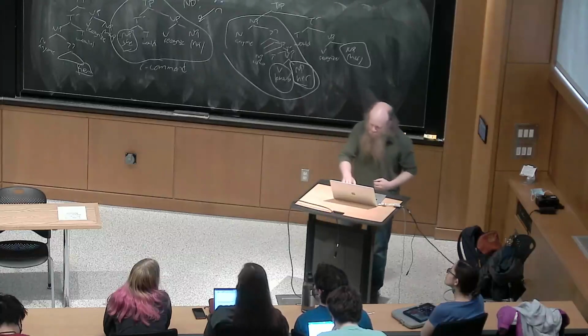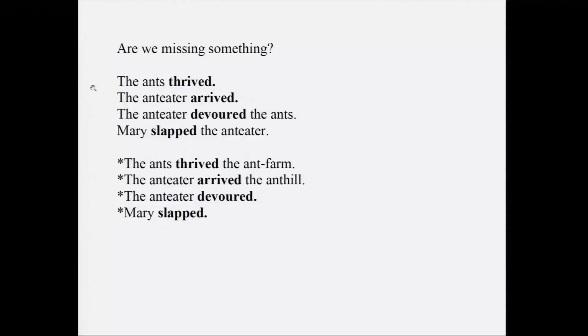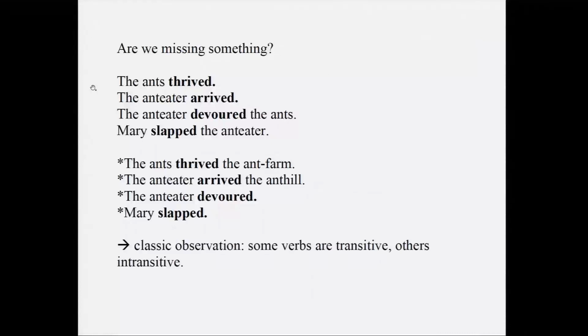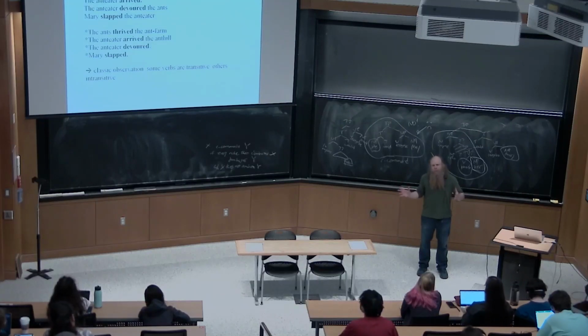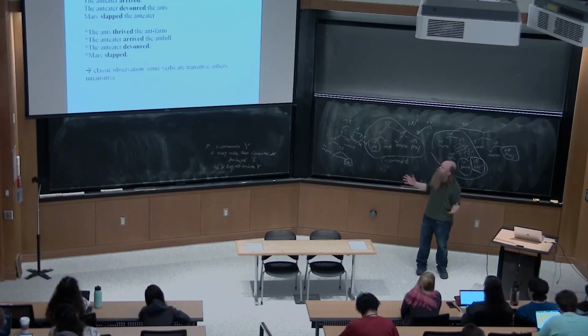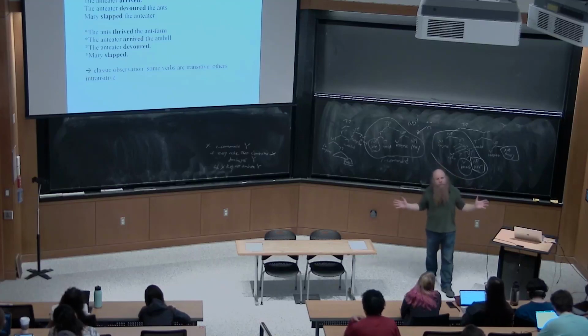Okay. So there are verbs that seem to want to have objects, and there are verbs that seem to want to not have objects. Classic observation, the name for that classic observation is that there are verbs that are what's called transitive. Those are the verbs that want to have objects, verbs like devour and slap. There are other verbs that are intransitive. Those are verbs like thrive and arrive. I picked these verbs fairly carefully. There are many, many, possibly most verbs that can be either one. So, for example, you can say the anteater ate the ants, and you can also say the anteater ate. It's fine.